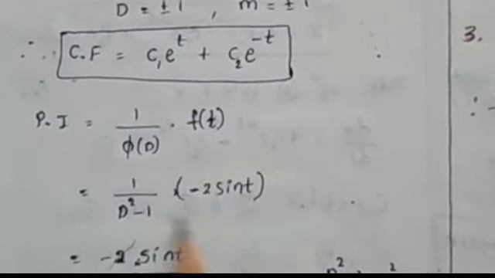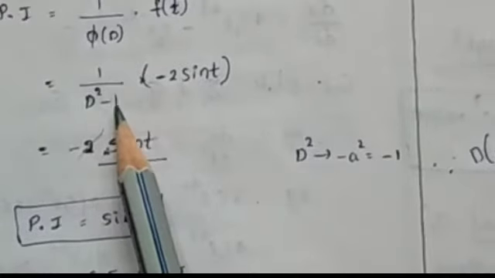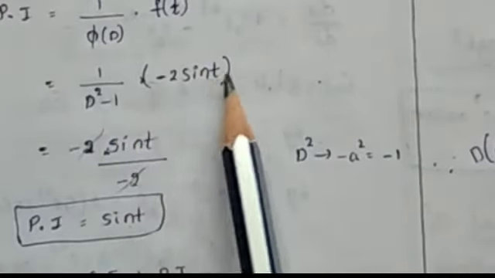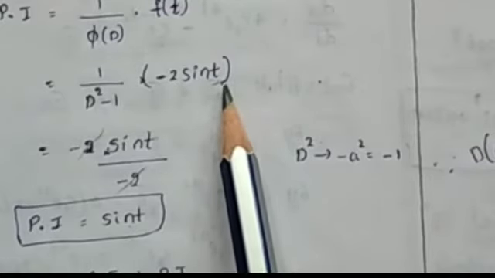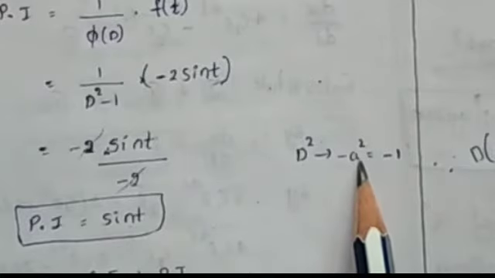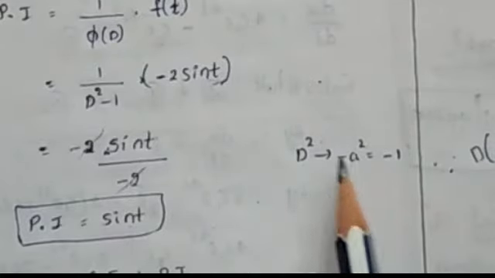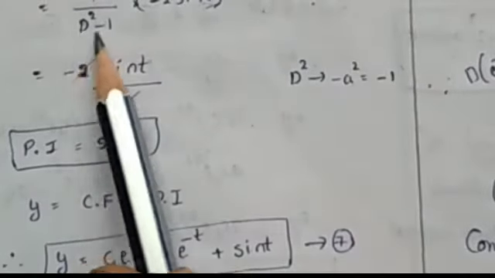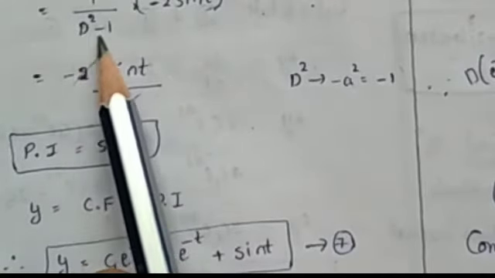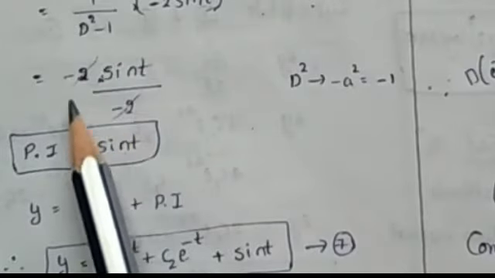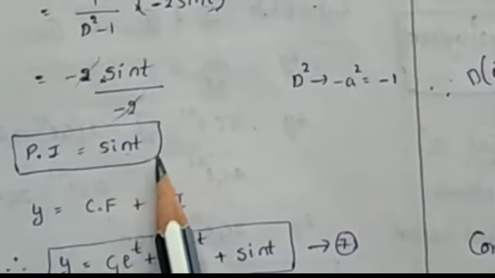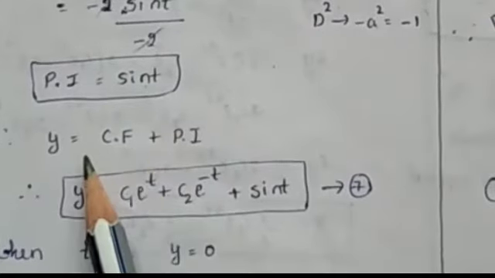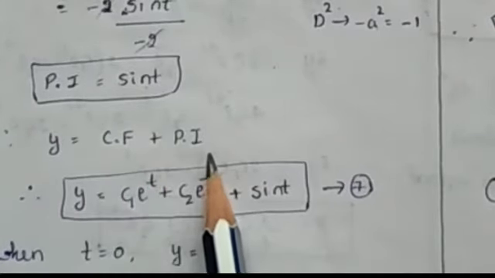Then we find the particular integral which is equal to 1 by phi of D into f of t, which is 1 by D square minus 1, and f of t is minus 2 sin t. It is of the form sin at, so we replace D square by minus a square. What about the a value? The a value is 1, so you get minus 1. So you replace D square by minus 1, you get minus 2 into sin t by minus 1 minus 1, which is minus 2. Minus 2 gets cancelled, the particular integral which is equal to sin t. So the y value which is equal to the complementary function plus particular integral.